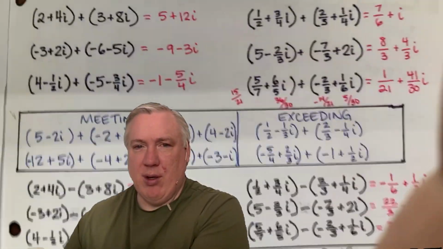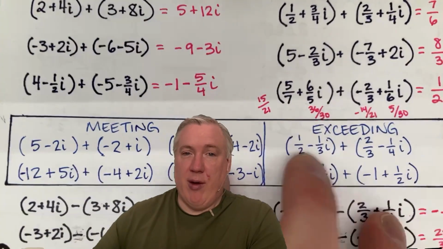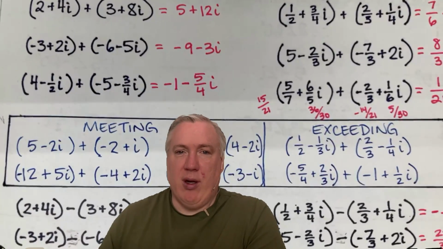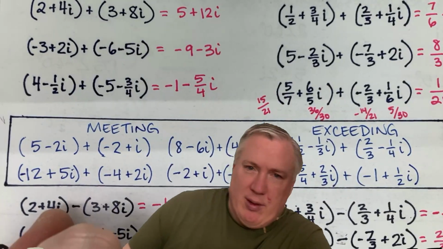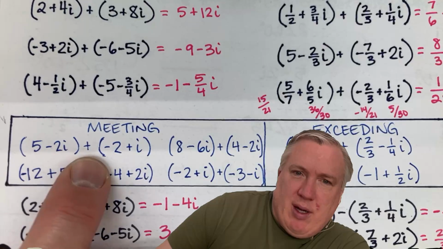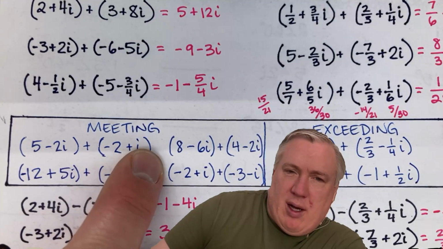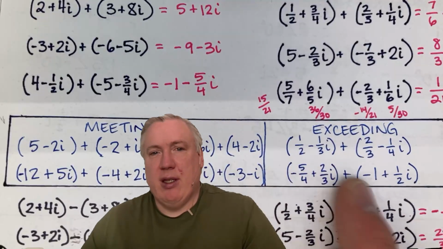But what I want to show you here, and I'm not going to have enough time for you to do this, you're going to come up here when you've checked your work and you're good to go. You're going to pick a challenge problem. So in this meeting section, you can see there's 4 challenge problems. 5 minus 2i and negative 2 plus i, this addition problem, that's 1 challenge problem. So there's 4 here, and every exceeding section has 2.